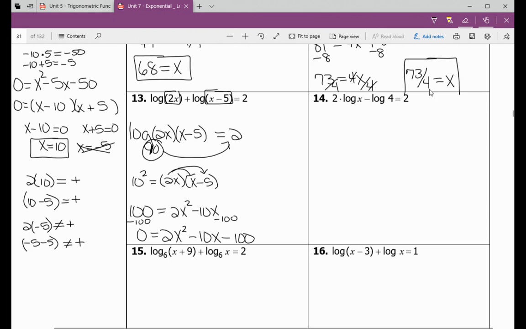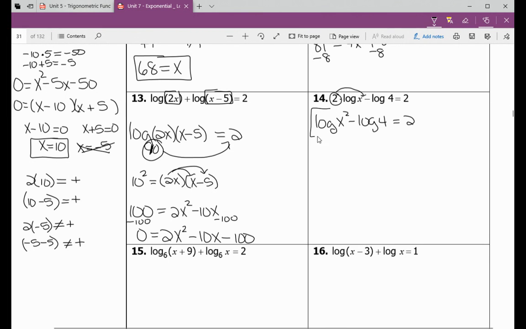So regardless of where you put it, it's not going to work or be a legitimate answer. So for number 14, we are going to use our power property. And we're going to put that multiplier back as the exponent. So I'm going to rewrite this first as log of x squared minus log of 4 equals 2. I'm going to take these two logarithms and write it as one logarithm. But would I put x squared times 4 or x squared divided by 4? Divided.